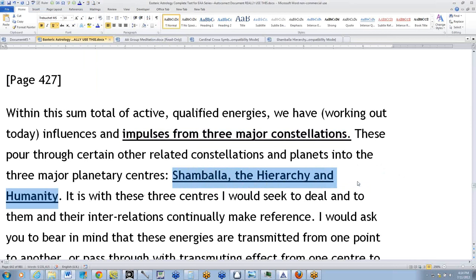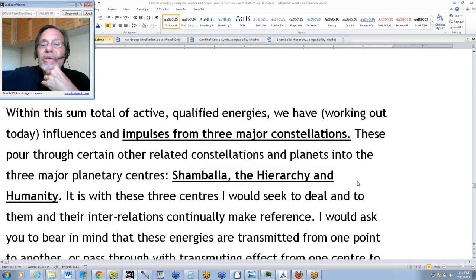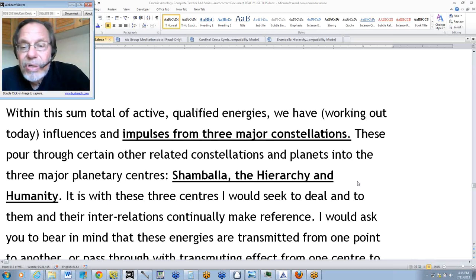We do not have a complete relationship here yet between Shambhala, the hierarchy, and humanity. It is with these three centers I would seek to deal, and to them and their interrelations continually make reference, emphasizing for us what we can grasp and not making us lose our time in following up interesting pathways which, in terms of what can be done with that information, lead nowhere. Okay.